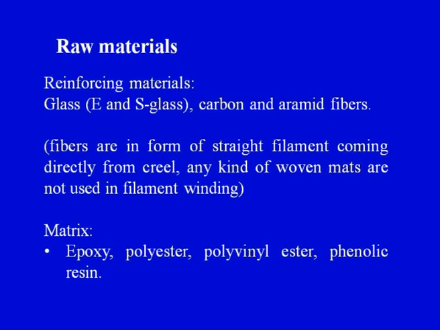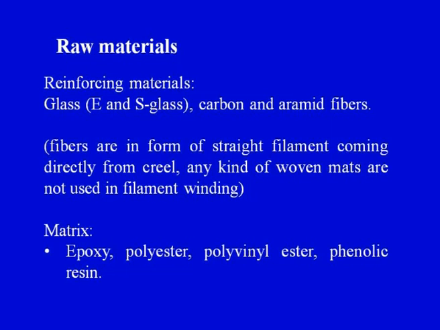So, reinforcing materials, once again to revise: we can have glass fiber, either E type or S type, we can have carbon fiber, we can have aramid fibers. Fibers have to be in the form of straight filament which is coming from the creel. Woven mats are not suitable for the filament winding process, so reinforcement should not be in the form of woven mats.